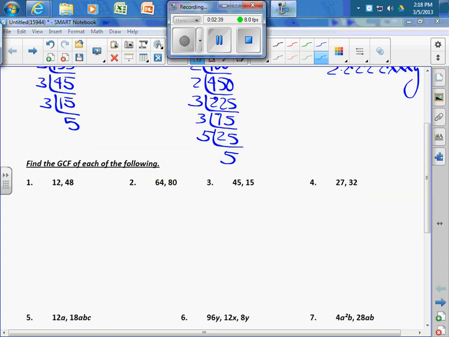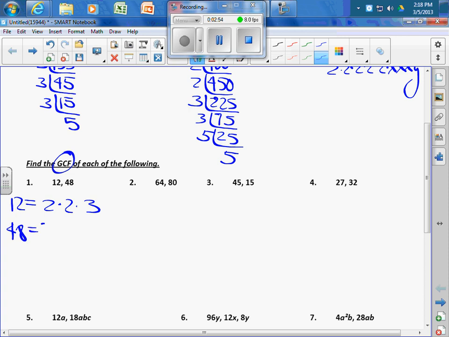So how do we find the greatest common factor of two different numbers? Well, there's a couple of different ways to do this. The way I like to do this is to write out the prime factors of 12. What are they? 2 times 2 times 3. And if we were to find the prime factors of 48, we'd have 2 times 2 times 2 times 2 times 3. And what I'm going to do here to find the GCF is find all the factors that are in common.